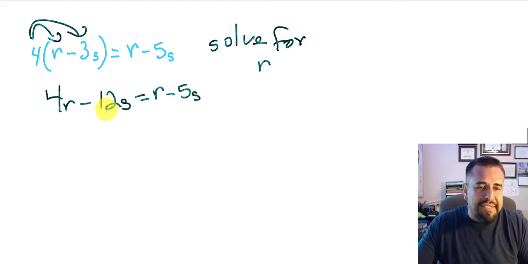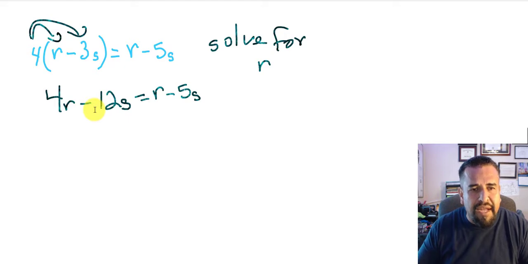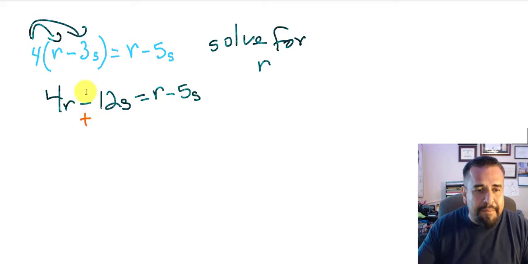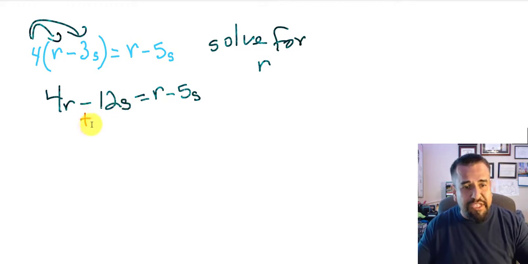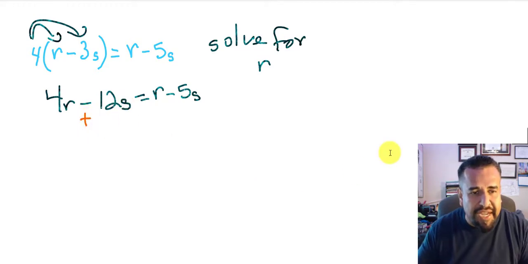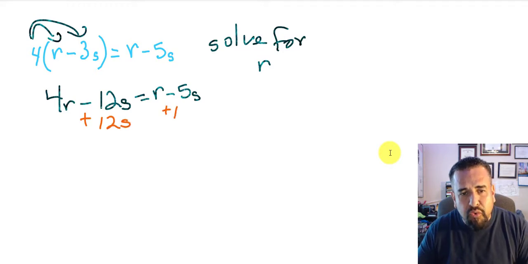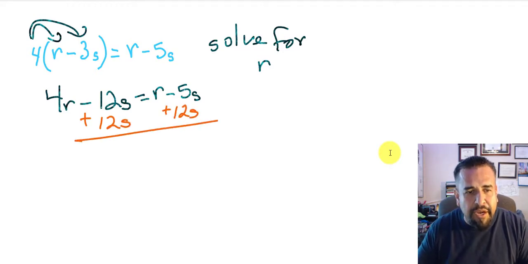Now, again, we're solving for R. We want R by itself. So what I'm going to do is move this 12S here, and I'll do the steps in different colors. So we're going to add this time. Notice that it's a minus 12S. So we're going to do the opposite, which is plus 12S to both sides. So plus 12S, plus 12S. There we go. We simplify that. That becomes a 0. So now I have 4R equals R.